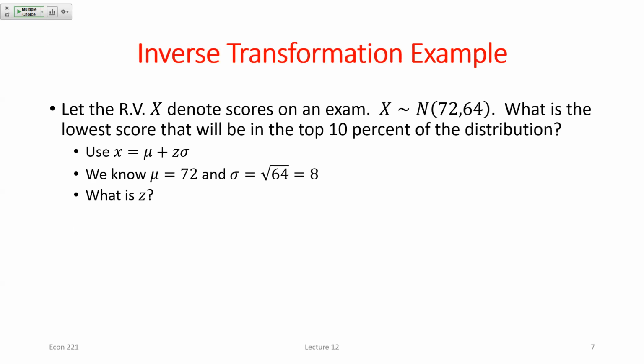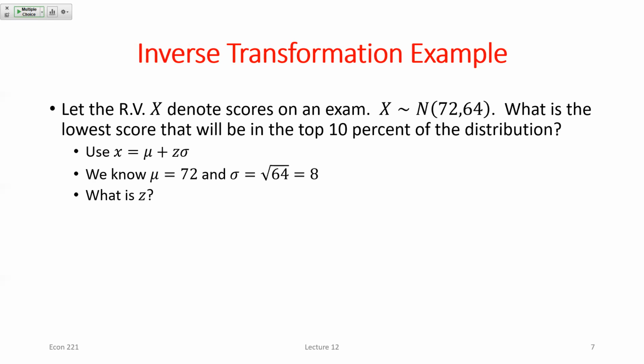Oh, there we go. So I'm going to use this same idea. What was the cutoff for the top 10%? Or said differently, the bottom 90%. If I've got a test score that's normally distributed around the mean of 72, the variance is 64, which means my standard deviation is what? The square root of 64, so 8.